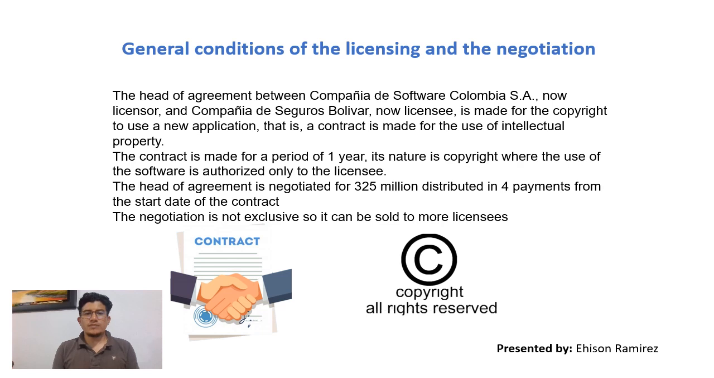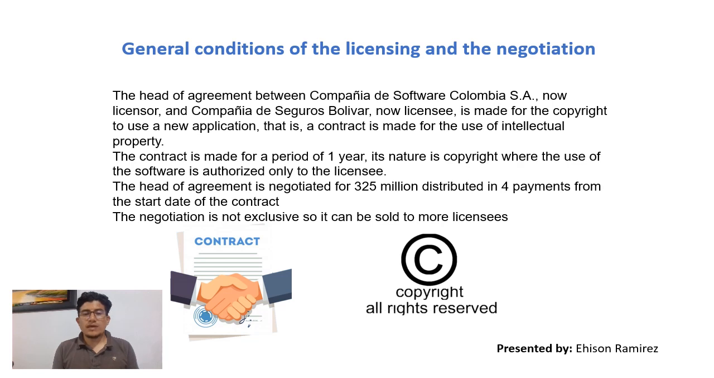Hello, my name is Jason Ramirez. I am going to talk about the general conditions of the licensing and the negotiation. The head of agreement between Compañía Software Colombia S.A., now licensor, and Compañía Seguros Bolívar, now licensee, is made for the copyright to use a new application, that is, a contract is made for the use of intellectual property.